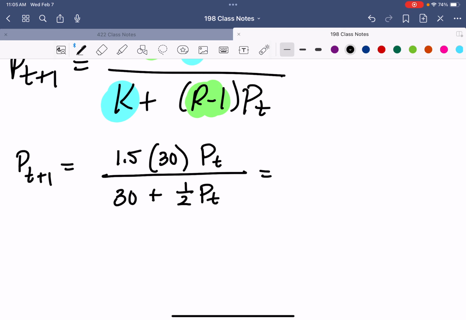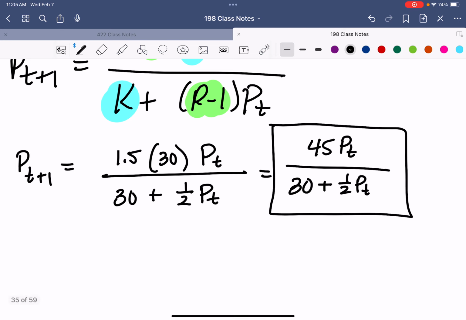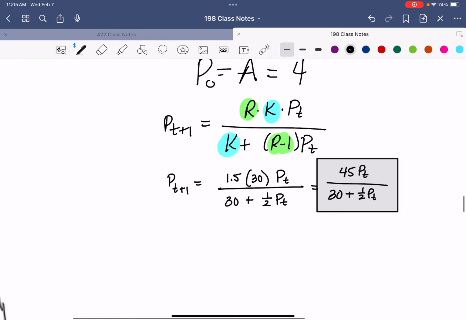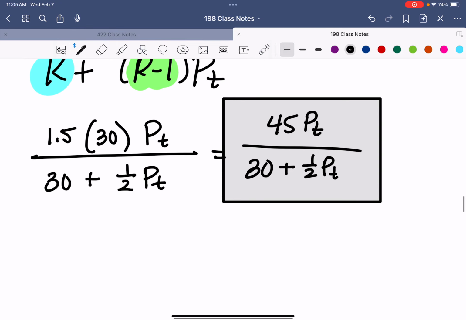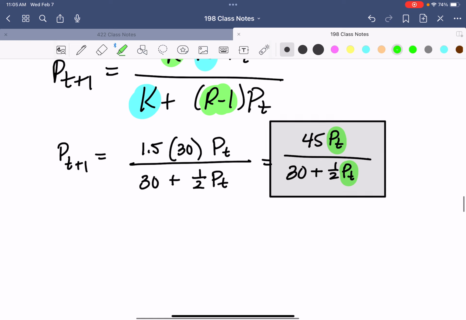30 times 1.5 is going to be 45. So 45 Pt over 30 plus 1/2 Pt. This is our formula that we use to generate our chart. So if I plug my P0 in here for Pt and simplify, then I will get the next P value. I will get the P1. Then I plug my P1 value in for Pt, and that will give me my P2.